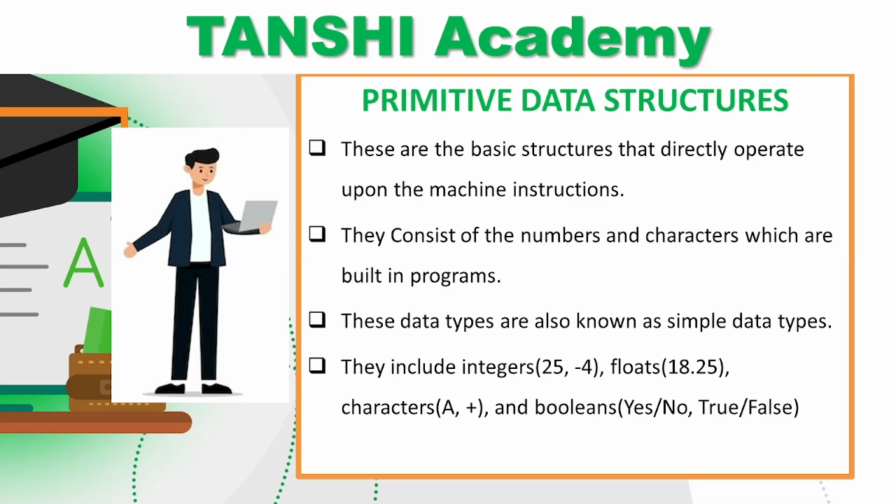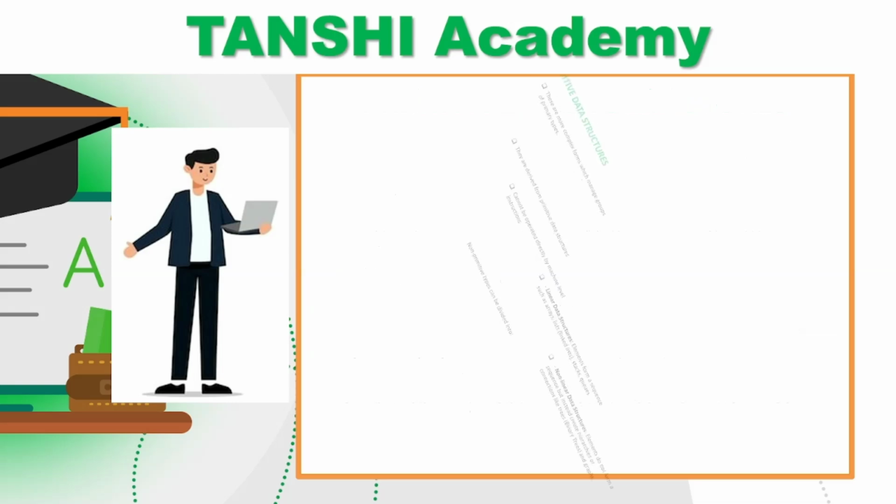For example, they include integers, which are positive and negative whole numbers. We have floats, which are decimals. And of course, we have characters. For example, A is a character, plus is a character. Then we have booleans, which is yes or no. So we should take note that these are the different types of primitive data structures. They are simple and they can be manipulated directly by the machine.